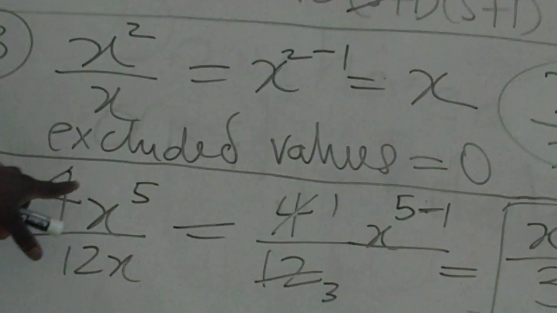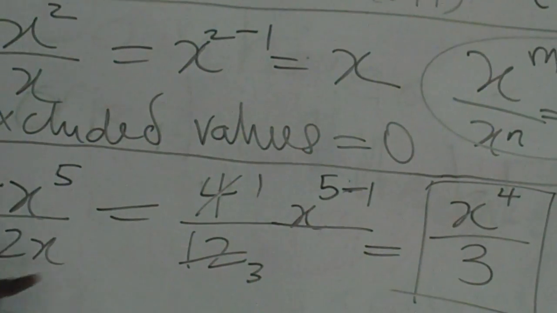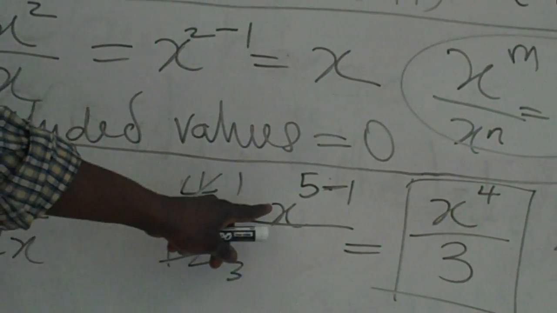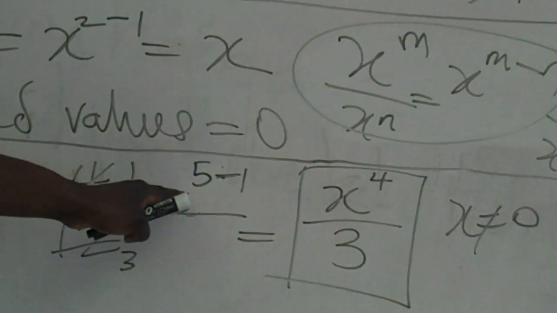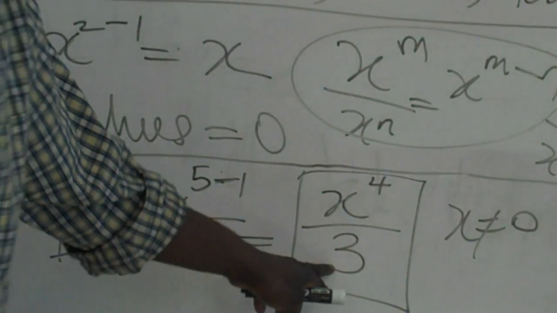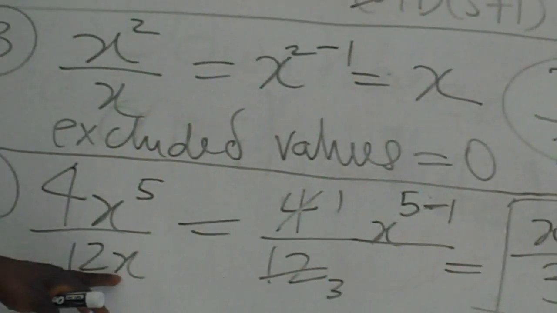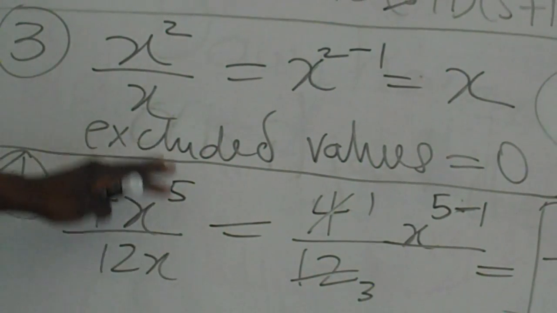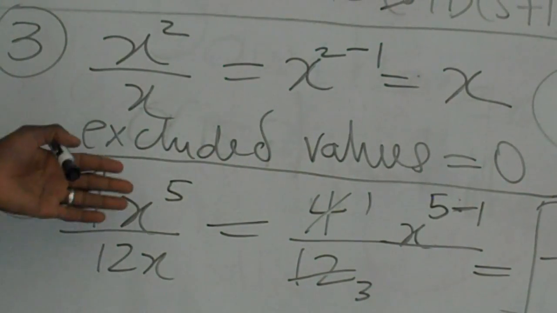4x to the fifth power over 12x. The 4 over 12 can be simplified to 1 over 3. X to the fifth power minus 1, we get x to the fourth power, and then the 3 is on the bottom. So x to the fourth power over 3. Excluded value was 0, because when you have a 0 here, it will make this whole thing undefined at that point.